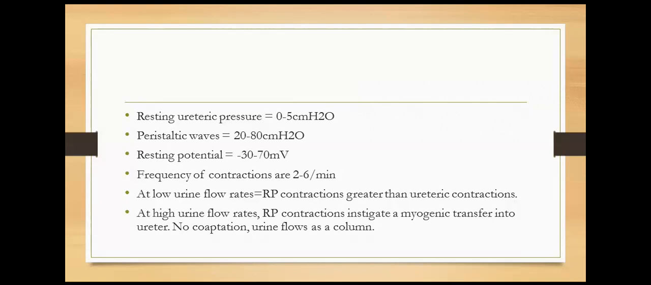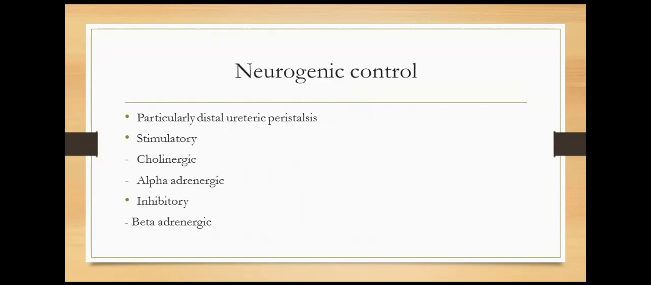What's important for us to note is that at low urine flow rates, renal pelvic contractions, as I've said, are always greater than ureteric contractions, and this is what allows you to get the bolus of urine coalescing down the ureter. But at higher flow rates, the resting potential contraction instigates a myogenic transfer into the ureter. This means the ability of the ureter to coapt and form those waves dissipates, and then urine flows as a column, and hence we can get dilatation from that, as one no longer gets ureteric function.